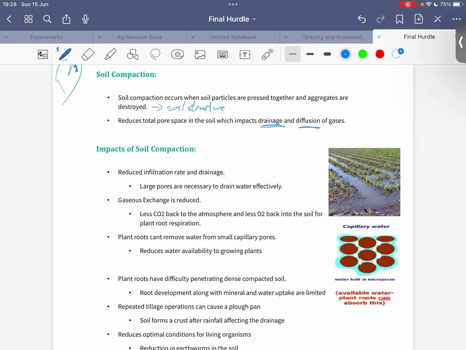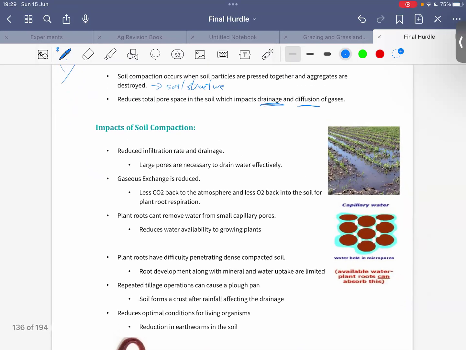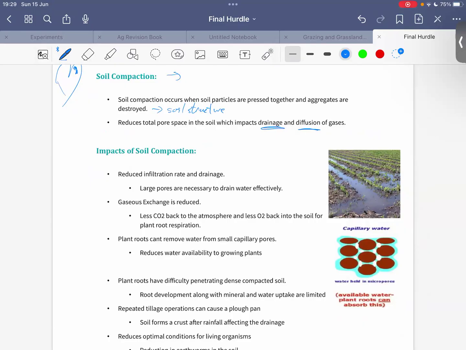Impacts soil compaction. So what are the impacts of soil compaction? What causes soil compaction? A high stocking rate of your cattle in your strip graze, causing poaching, is going to cause soil compaction, and heavy machinery. Spreading fertilizer, spreading herbicides in your tillage farms, spreading fertilizer in your dairy and beef farms, all going to cause soil compaction.